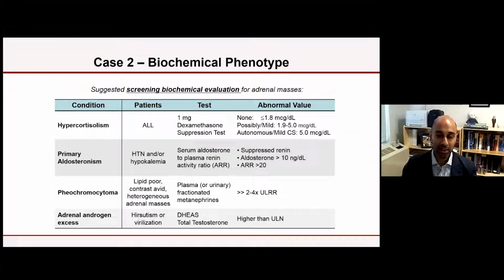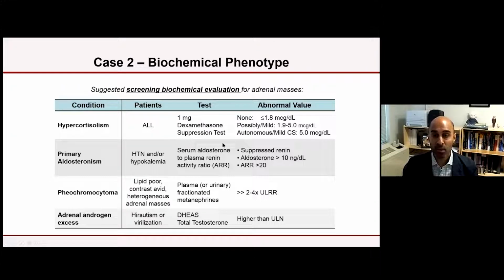So we've looked at the clinical phenotype, we've evaluated the radiographic phenotype, we think this is benign and we think it's an adenoma. So last we have to look at the biochemical phenotype. The advice is that every adrenal mass should be assessed for these biochemical parameters. Number 1 is hypercortisolism. This is the most common functional anomaly in adrenal masses, and every patient with an adrenal mass should have an assessment for hypercortisolism, whether you do it yourself or you refer to your endocrine colleagues.